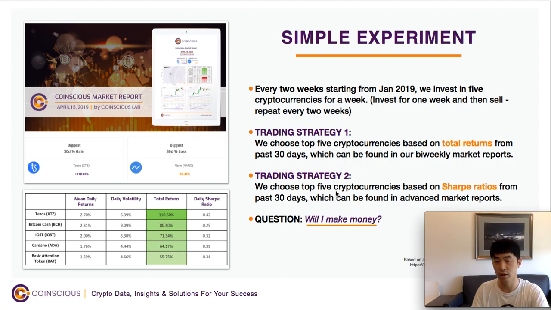Our second strategy is to choose the top 5 cryptocurrencies based on Sharpe ratios from the past 30 days again, which can be found in our advanced market reports. So if we do that, every 2 weeks, we invest for 1 week, and then we sell, and then we choose another top 5 coins, and then we sell. Then the question is, will we make money?